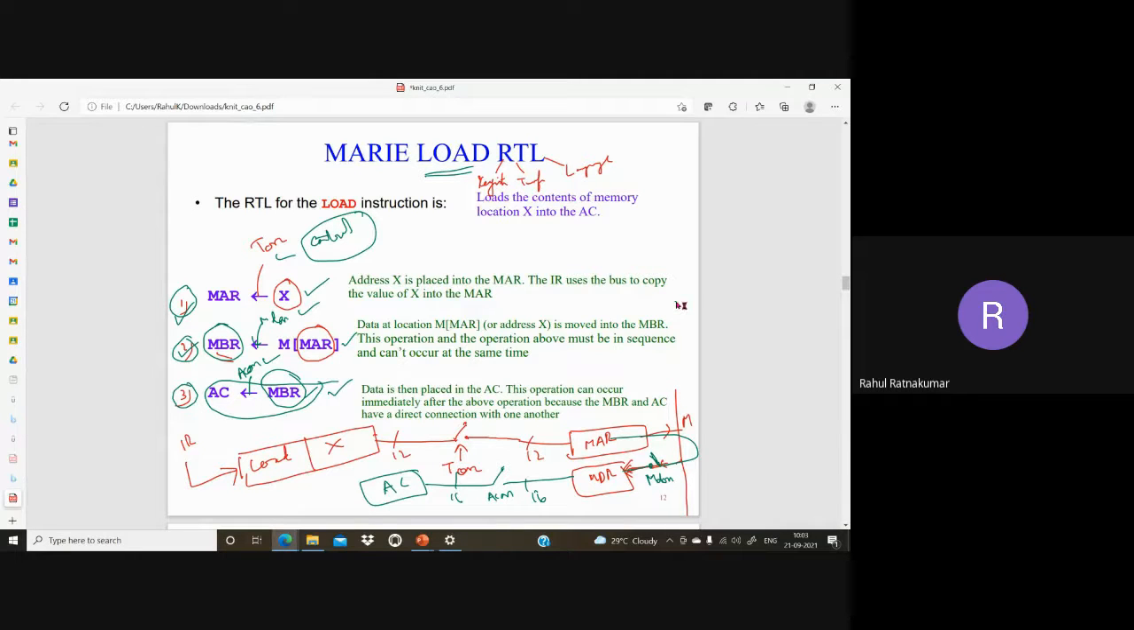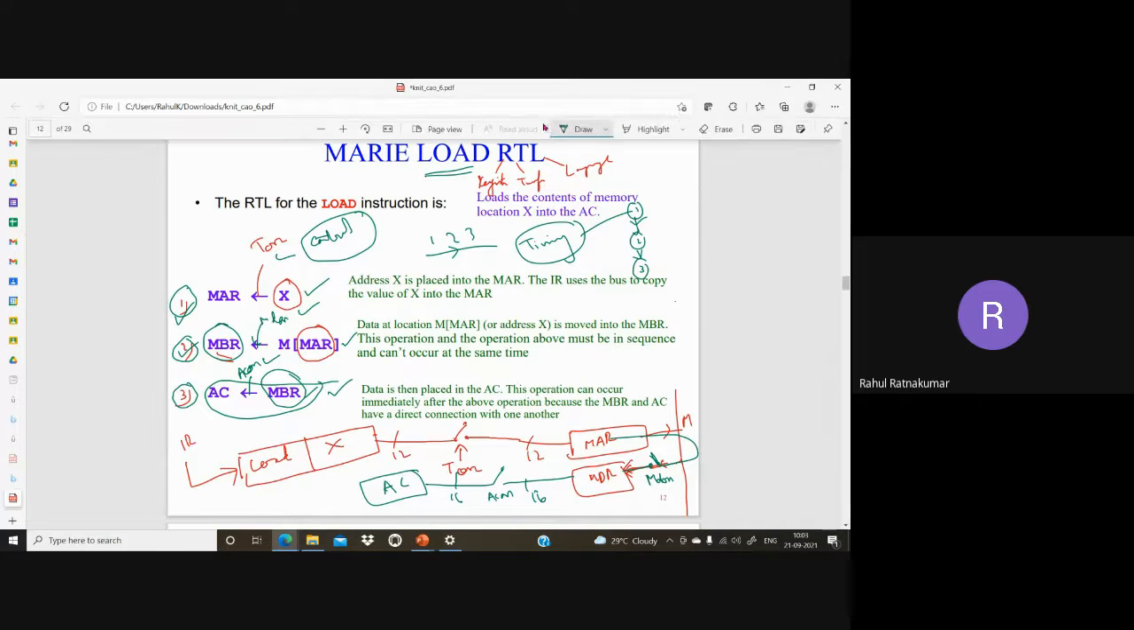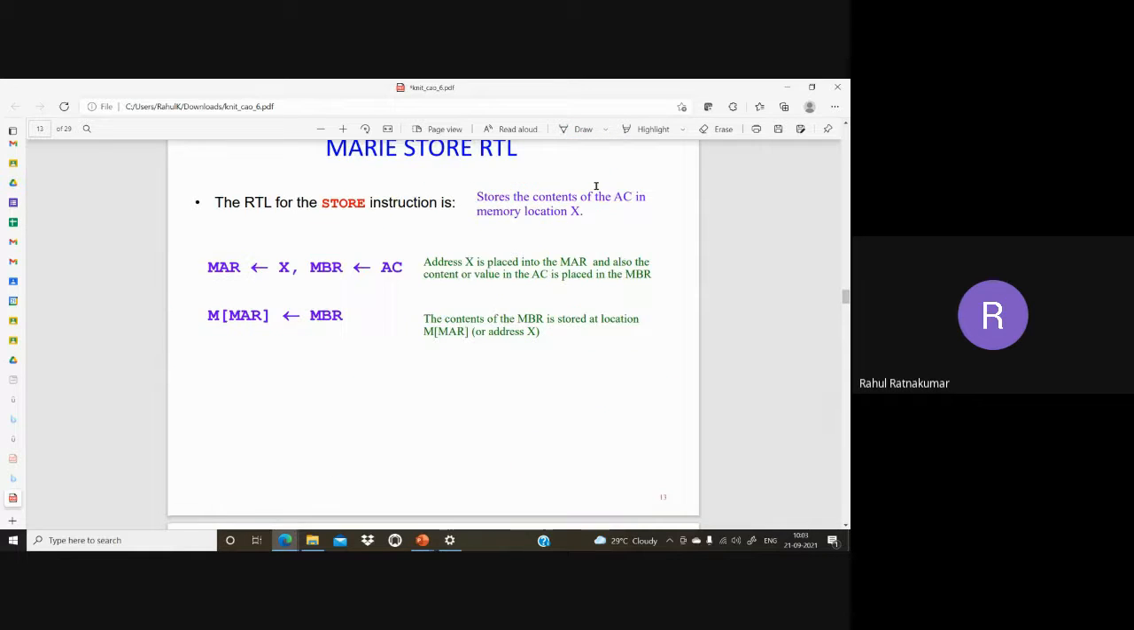Whenever there's a sequence, 1, 2, 3 happening in a pattern or order, the timing becomes very important. I cannot allow the third part to happen initially. Unless the first instruction is done, only then should I go for the second RTL, and only then for the third. Okay, timing is very important. So this helps in understanding the control unit design also, which will come in other chapters.